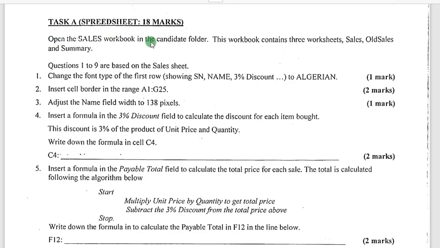So a workbook is just your Excel file, not a sheet, because a sheet is another thing. You'll see what a sheet is soon. Now they say open the sales workbook in the candidate folder. This workbook contains 3 worksheets. A workbook is like a book, and the sheets are like the pages inside a book. It's very easy. So this workbook contains 3 worksheets: sales, all sales, and summary.